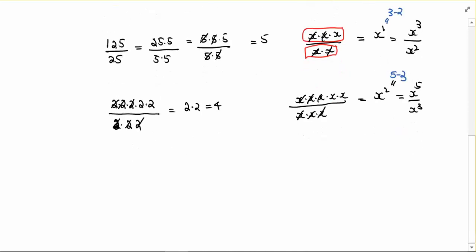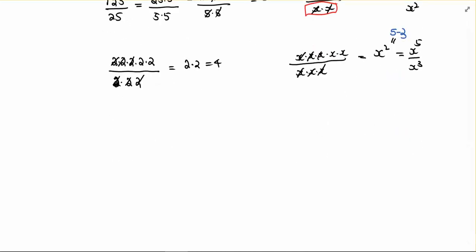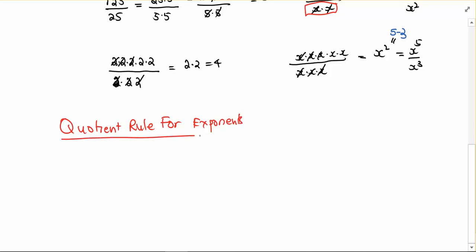So right now you're starting to see the division rule. And so the quotient rule for exponents, let me write this down. The quotient rule for exponents says the following: x to the m divided by x to the n is equal to x to the m minus n.